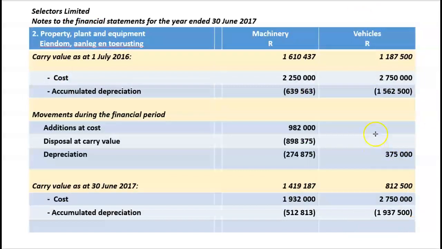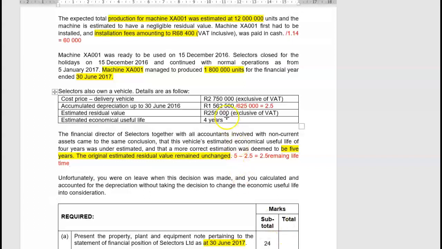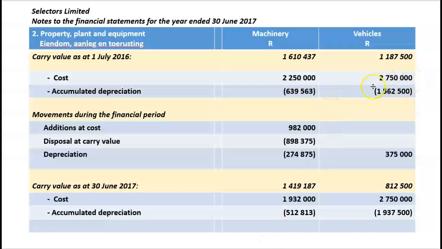There were no new acquisitions, there were no disposals. So what was our opening balance? They gave us our opening balance. Our opening balance was cost price 2,750,000 and accumulated depreciation of 1,562,500, that gives us a carry value of 1,187,500. So we have the 375. What happened to our cost price? Nothing happened to that. That remains 2,750,000. What happened to our accumulated depreciation?